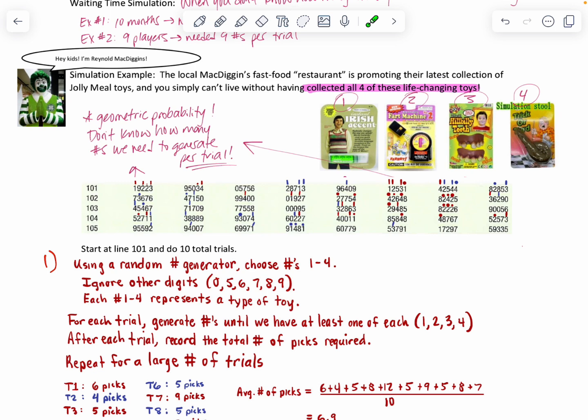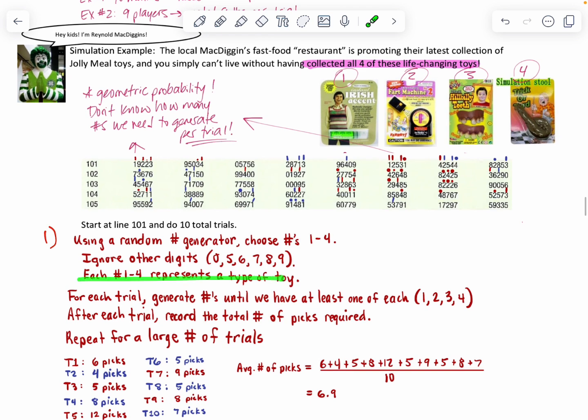Maybe you could use numbers 1 through 25 to represent 25% of the toys are toy number 1. There are other ways to do it, but I think this might be the easiest one. Each number 1 through 4 represents one of these toys. I already numbered them up here. So number 1 is the Irish accent, number 2 is the fart machine, etc. Things you never thought you would be saying in stats.